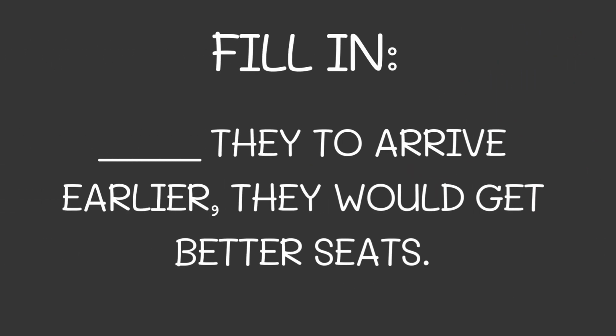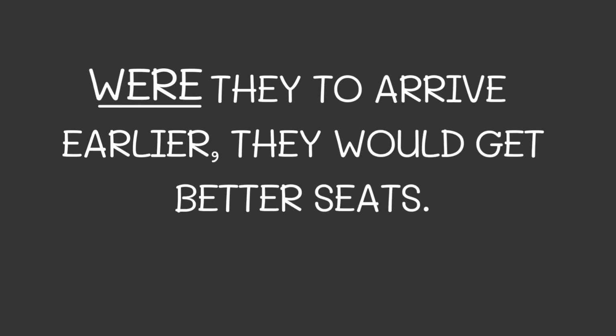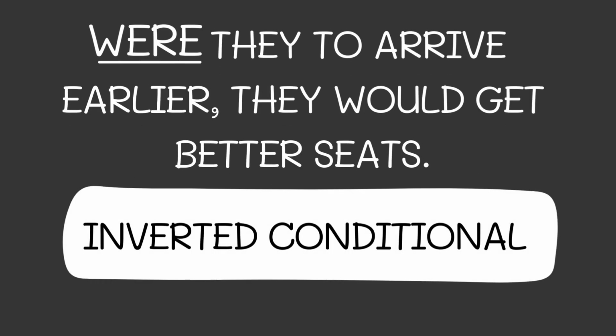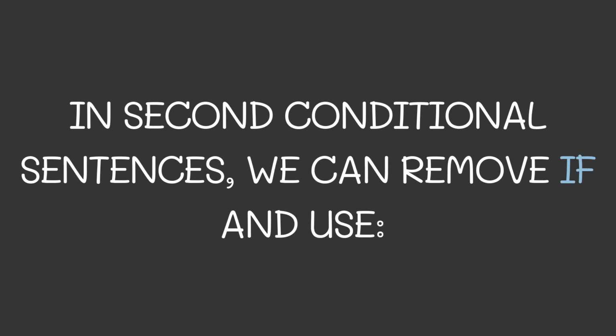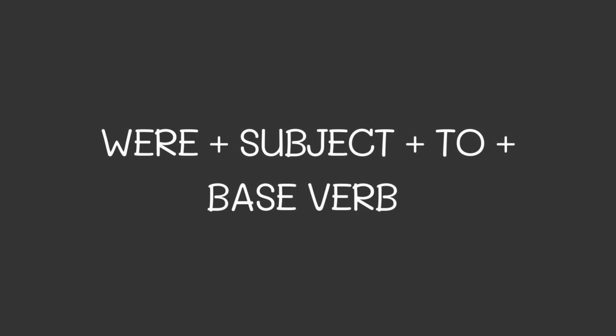Before we move to the next part, try this fill-in sentence. They ___ to arrive earlier, they would get better seats. The correct answer is were. Were they to arrive earlier, they would get better seats. This is called an inverted conditional. In second conditional sentences, we can remove if and use were plus subject plus to plus base verb.